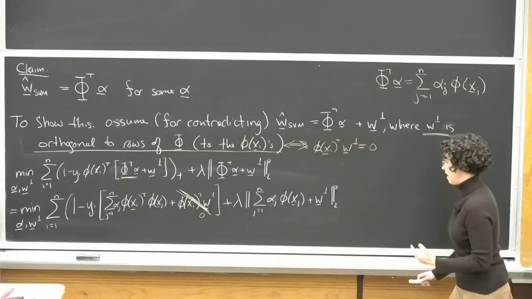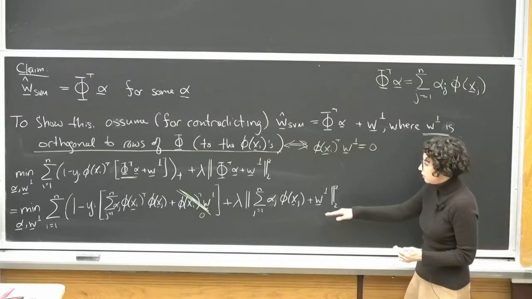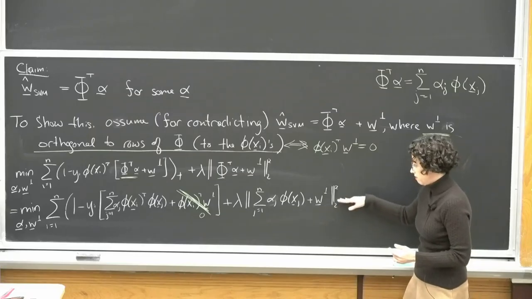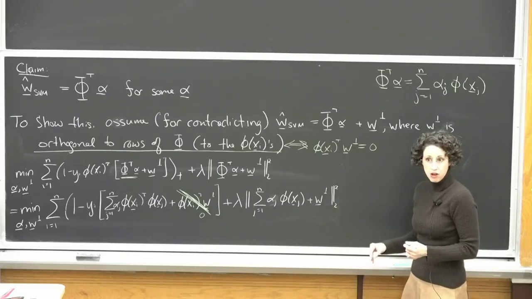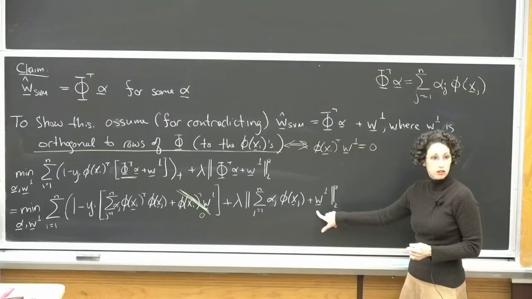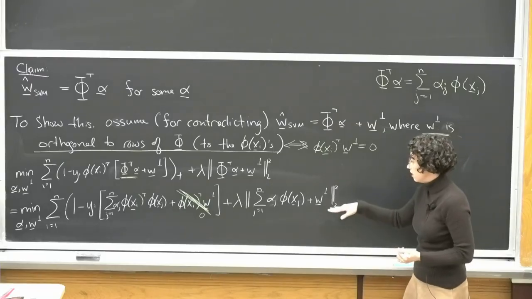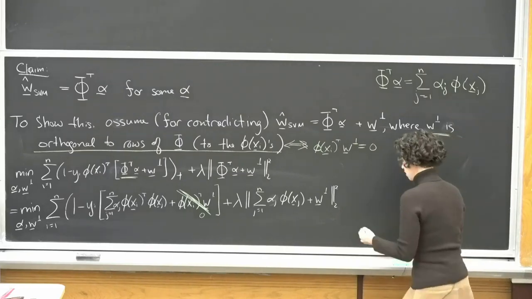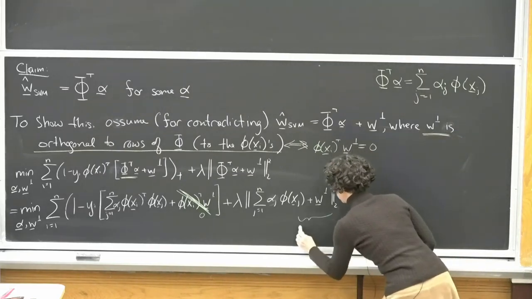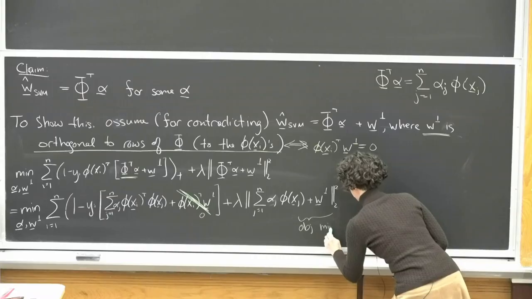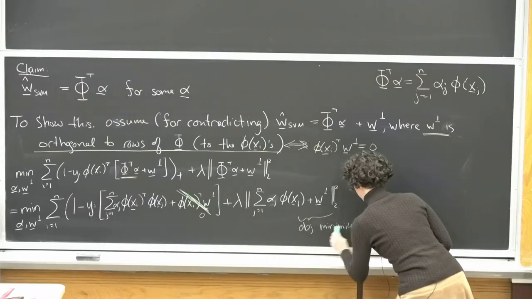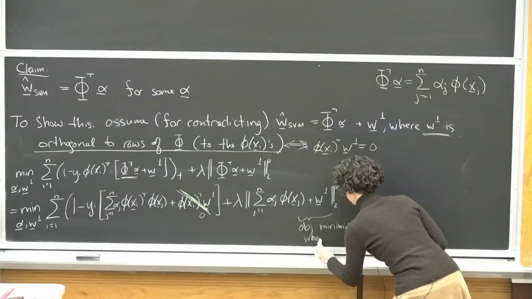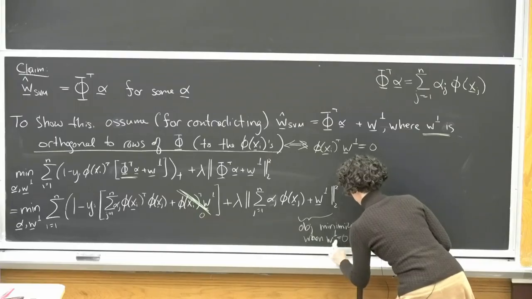Okay, so now we've simplified this expression. Now the only place in this objective function that w perp is showing up is here. Right? So what is the value of w perp that's going to make this whole thing as small as possible? Yeah, all zeros. Right. So our objective is minimized when w perp is equal to 0.